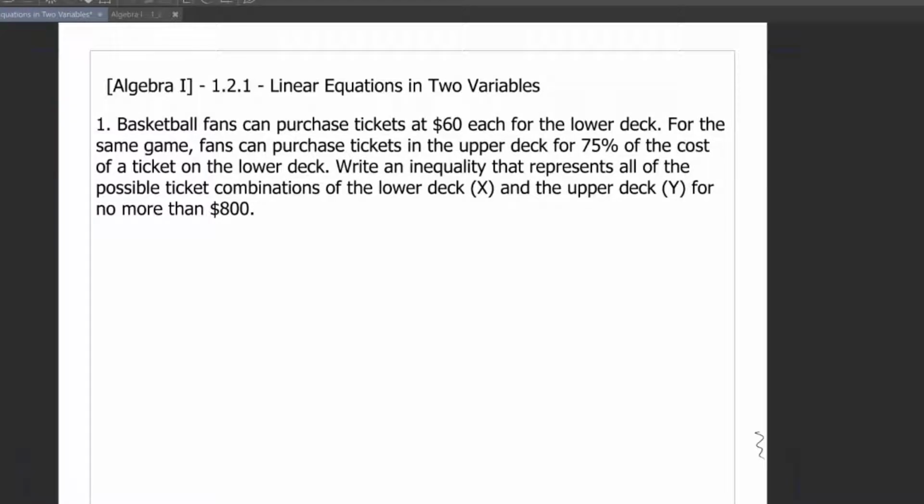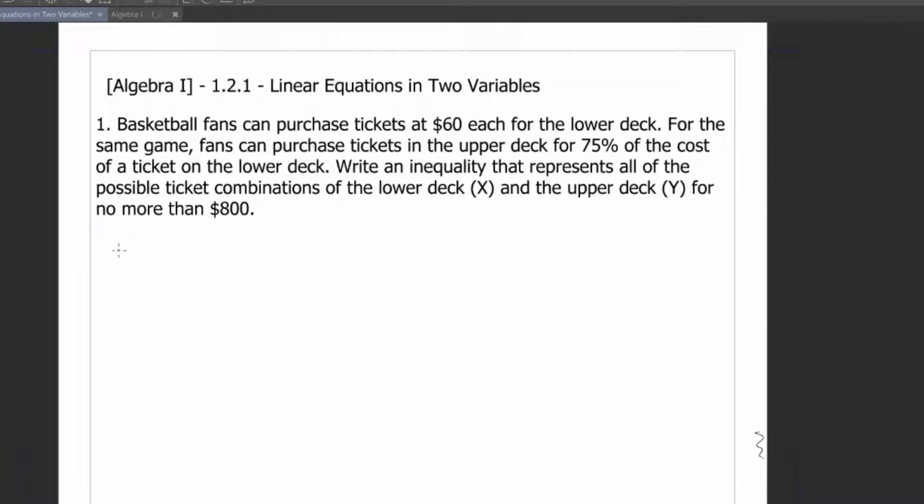Today we are going to focus on Algebra 1, Section 1.2.1, and this involves linear equations with two variables. So today we're going to be focusing on the two variables x and y. We're going to read a given statement and produce an equation from that. Okay, so let's begin. Let's look at question 1.